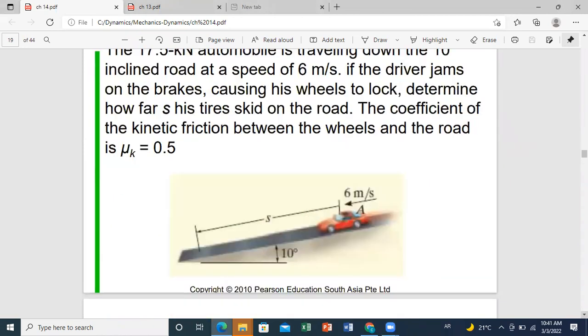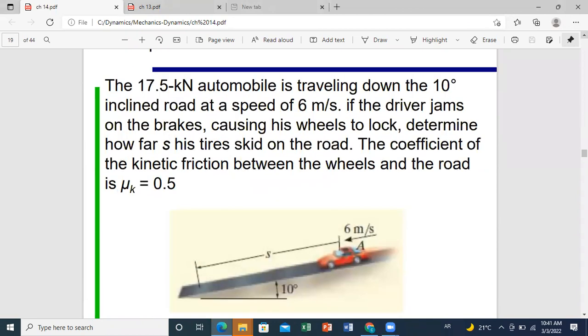We have a 15.5 kilonewton car traveling down a 10 degrees inclined road at a speed of 6 meters per second. If the driver jams on the brakes, causing his wheels to lock, determine how far his tires skid on the road. The coefficient of kinetic friction between the wheels and the road is mu k equals 0.5. So first, let me put all inputs on my figure.